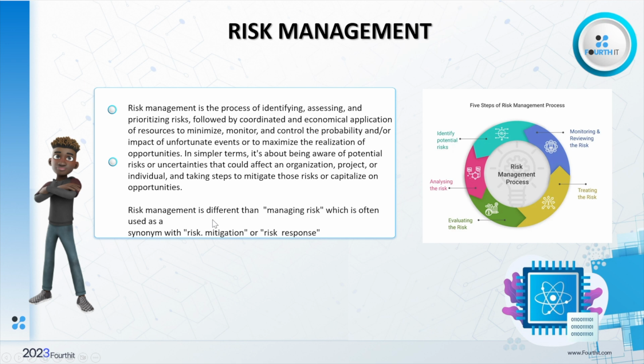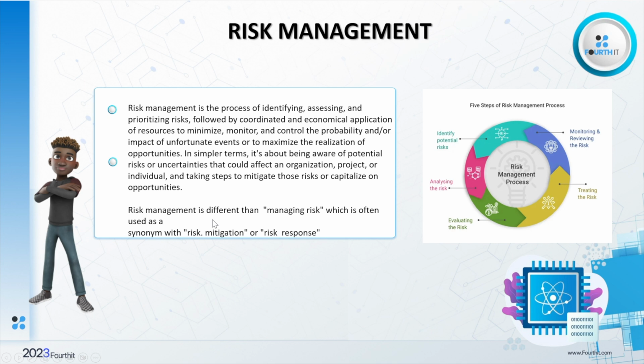Now, risk management is different from managing risk. Risk management is different from what? Managing risks, which is often used as a synonym for risk mitigation. But risk management has a process or steps that it follows. The first step is identifying potential risks. When we say identifying potential risks, we are trying to look for the various sources, the vulnerabilities, the loopholes within our environment, where a threat can penetrate to affect our environment. And so that is what identifying potential risks means.